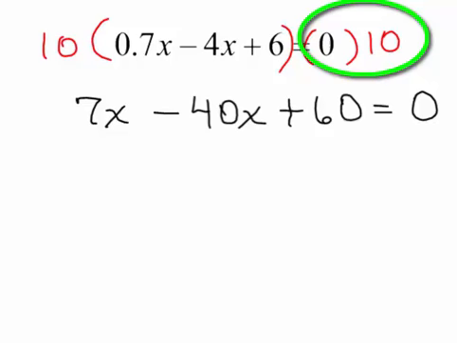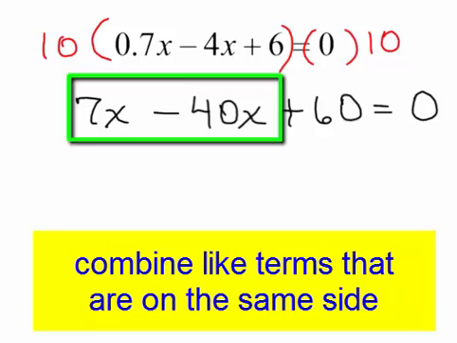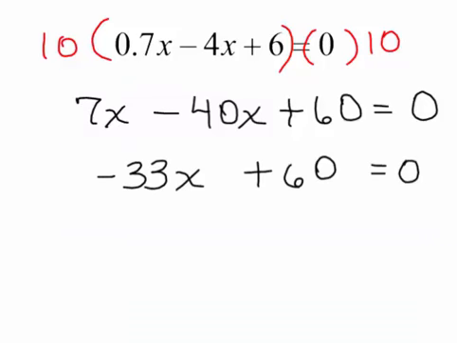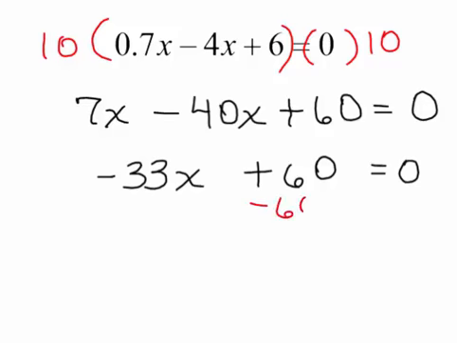The decimals are gone. I do need to do one additional step in this equation that I didn't have to do before. I have like terms on the same side. Well, let's combine those. 7x and a negative 40x will be negative 33x. And now I have a two-step equation. So let's undo the adding and subtracting. What's the opposite of adding 60? You will subtract 60 from both sides.